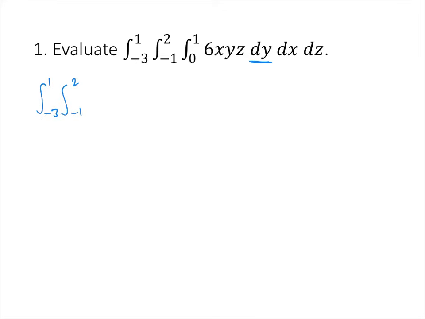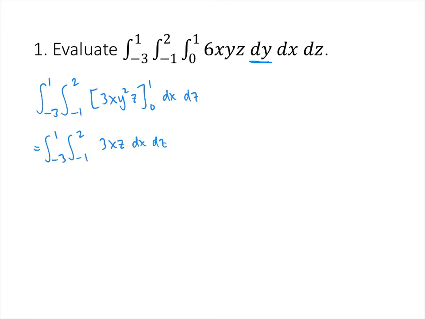We integrate 6xyz with respect to y. That's going to give us 3xy squared z. And then we're going to plug in 0 and 1 for y and subtract. When we plug in 1 for y, we just get 3xz, and when we plug in 0 for y, we get 0. So this is just 3xz dx dz.